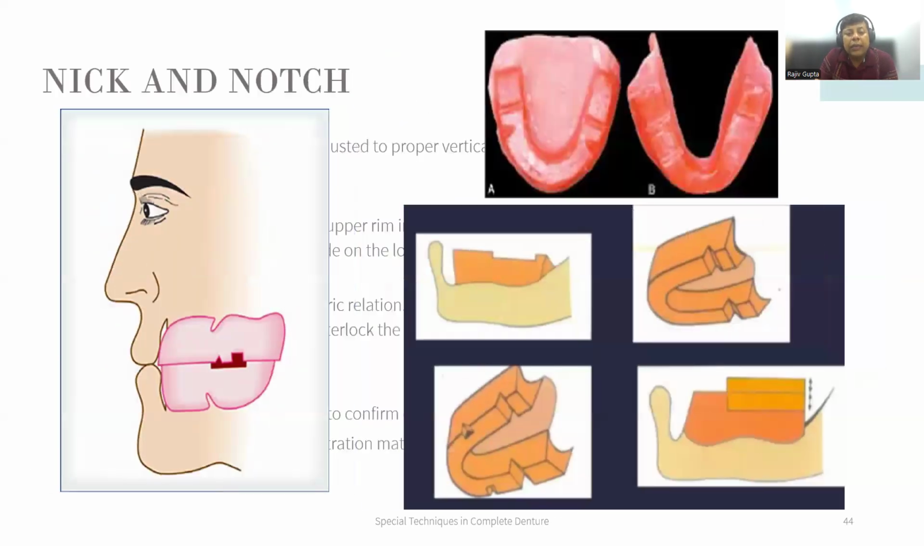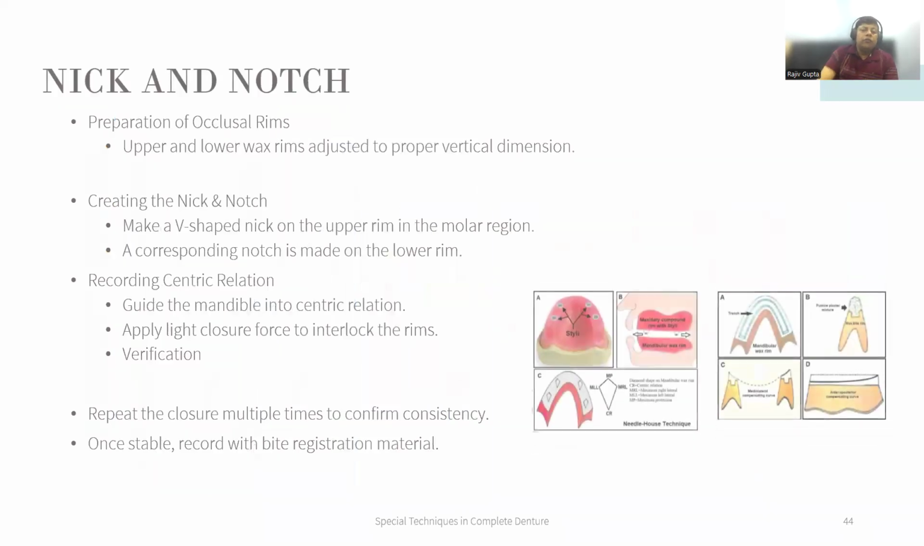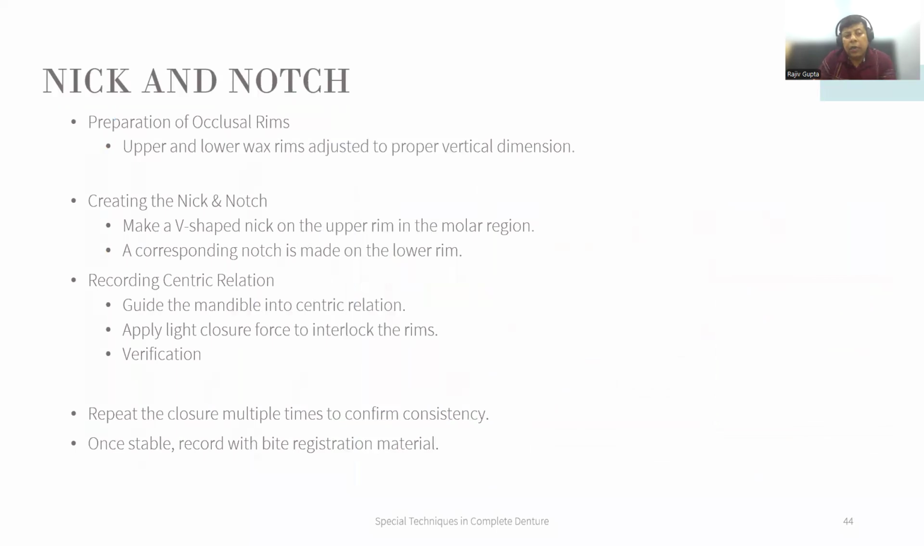So coming to the Nick and Notch method, basically we are preparing the occlusal rims. In the upper occlusal rim, we are creating a nick, and just opposite to that, we are creating a notch in the mandibular rim. So we record the mandible in the centric relation. We guide the mandible into the right centric relation and apply light force to interlock the rims. Until we get the right vertical and the right centric, we keep verifying it multiple times. Once we are sure that we have achieved the right centric, then we record it with the help of an interocclusal record material. That could be ZOE, or any elastomeric impression material nowadays.